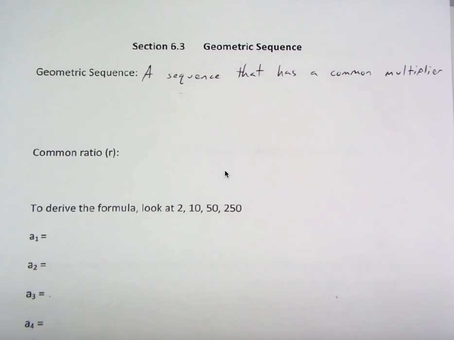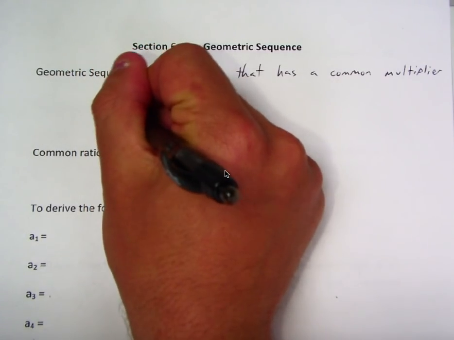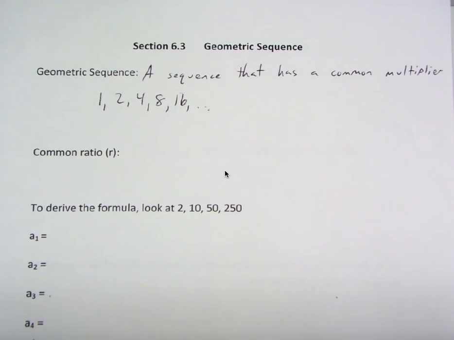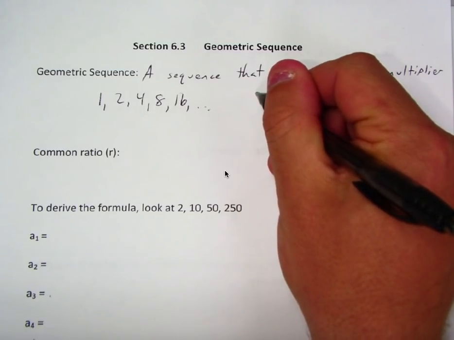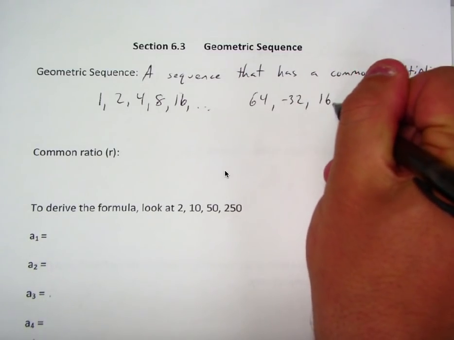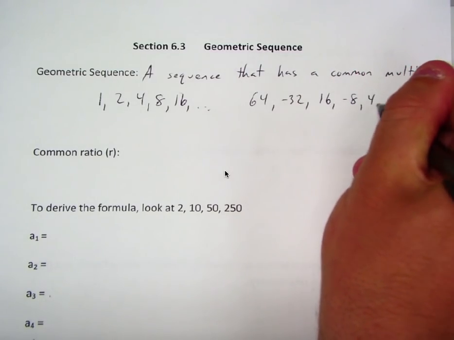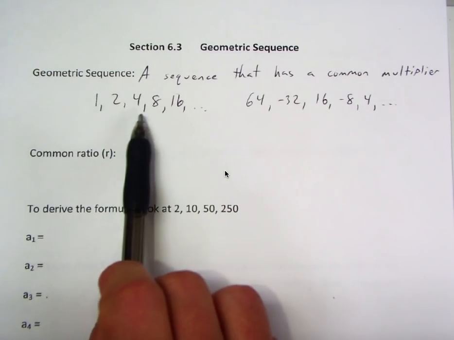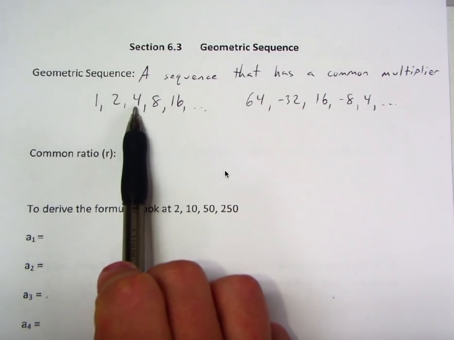For example, and I showed this the other day, here's an example of a geometric sequence. If you had 1, 2, 4, 8, 16, and then the pattern continued. So the pattern is going up through multiplication. Or let's say you had something like 64, negative 32, 16, negative 8, 4, and then it goes on. So these are other types of geometric sequences that you are going to be seeing. Not as obvious as the one before it, right? You can see this is being multiplied by 2 every single time.